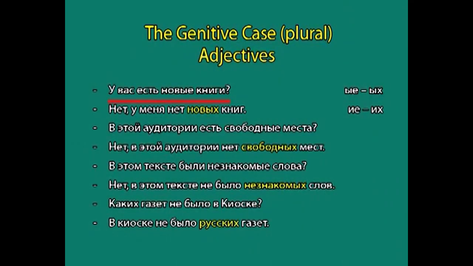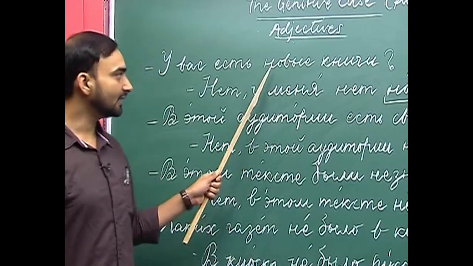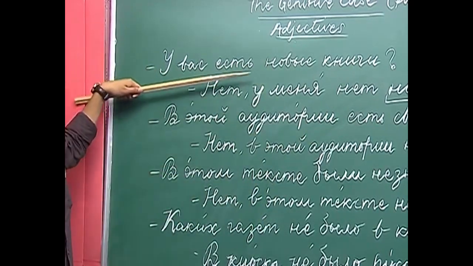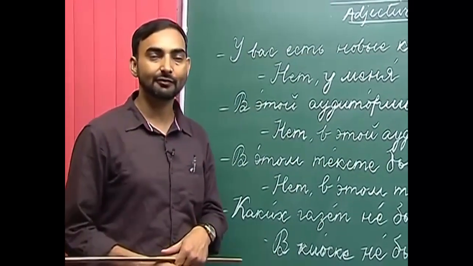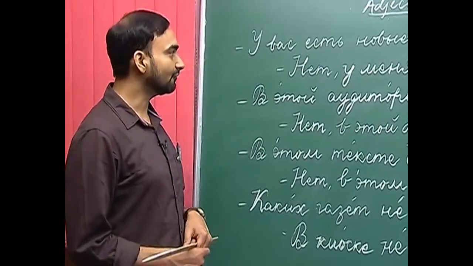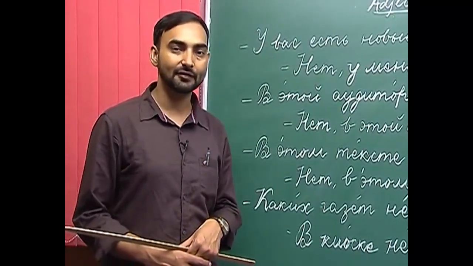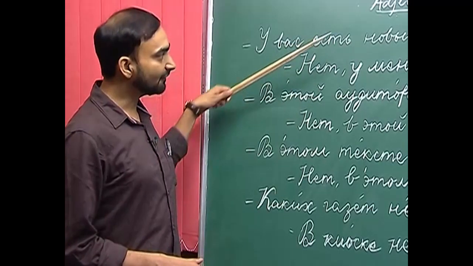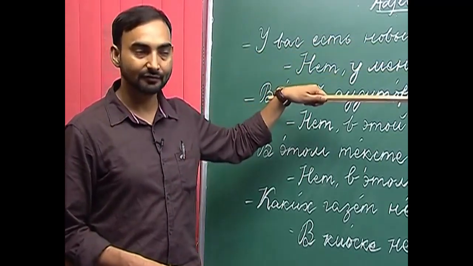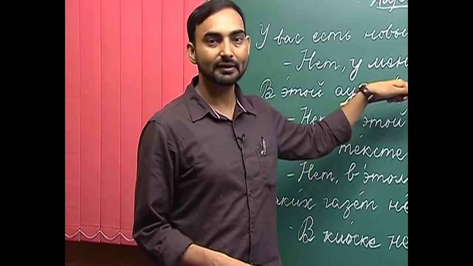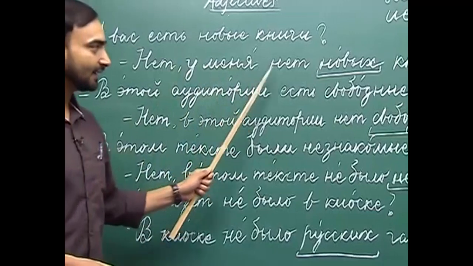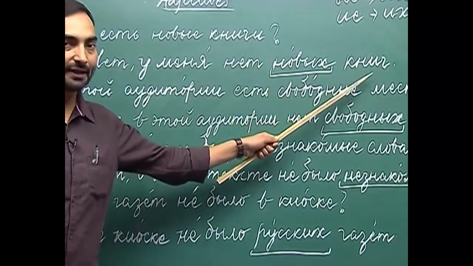For example, у вас есть новые книги? Here новые книги is in the nominative case. This question can be answered in two ways, either in affirmative or in negative. If you answer in affirmative, how will you say? Да, у меня есть новые книги. But if you answer in negative, then we are supposed to use the genitive case of nouns. Нет, у меня нет новых книг.